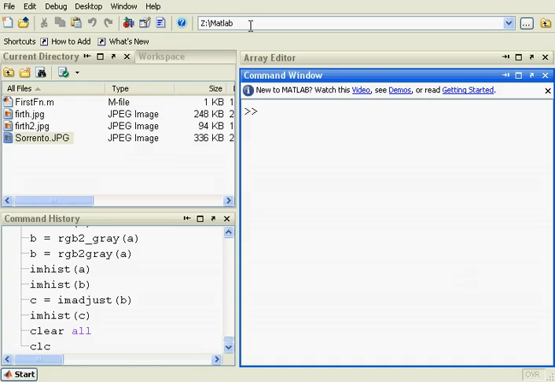As before, the present working directory is set in Matlab, and we have a number of images here, and we're going to be looking at Sorrento. So we're going to read in our very first image, and the command to read in an image is so. And I'm not going to suppress the output just for the moment, and Matlab is case sensitive, so I've got to do this.